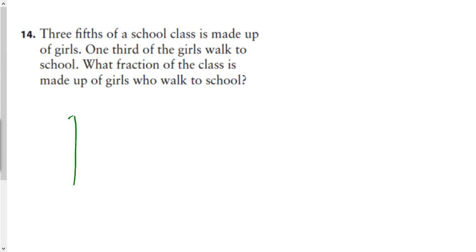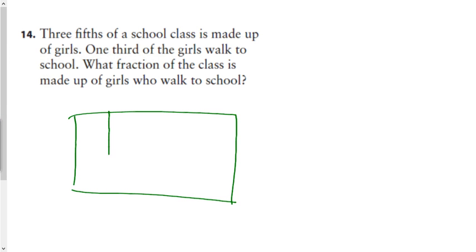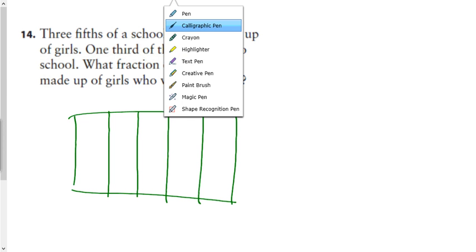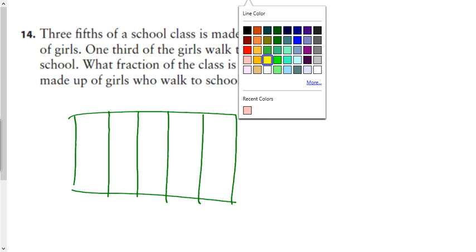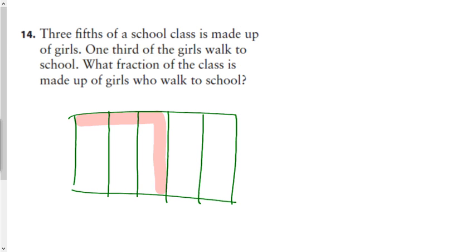But I am going to employ the strategy of drawing it. So I'm going to make this into fifths. And not to be stereotypical, but I will make that 3/5 of the class be pink to symbolize girls, and of course it could be whatever. But anyway, we have 3/5 of the class is girls.